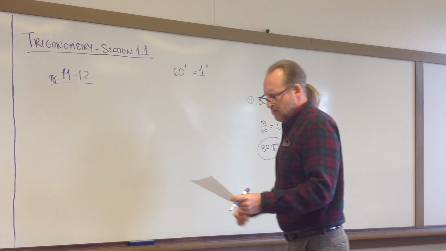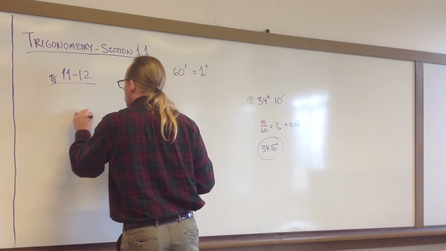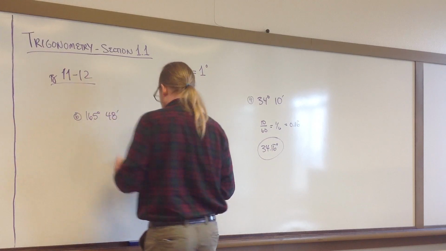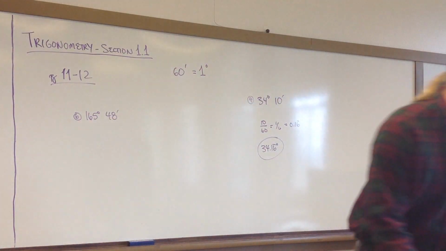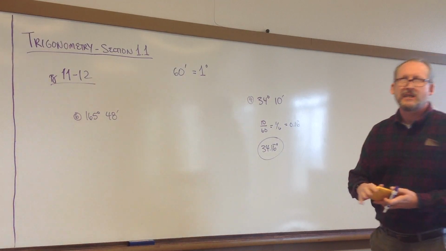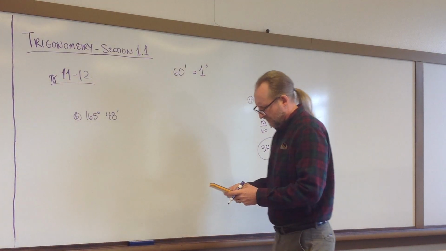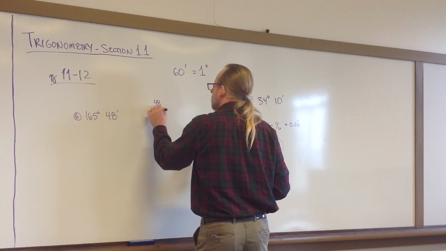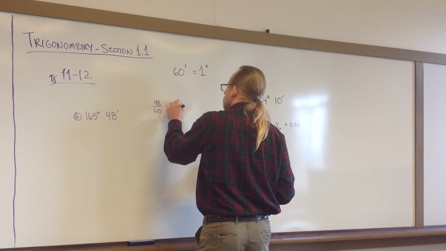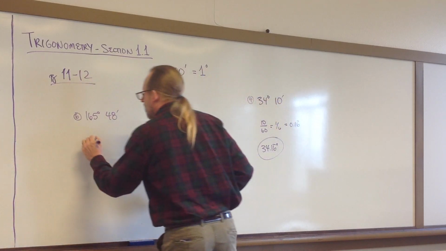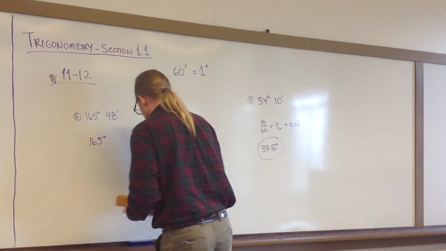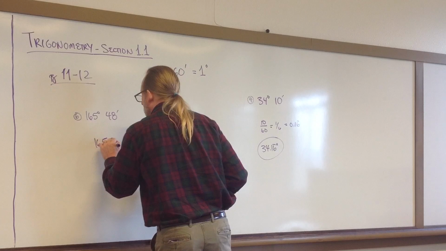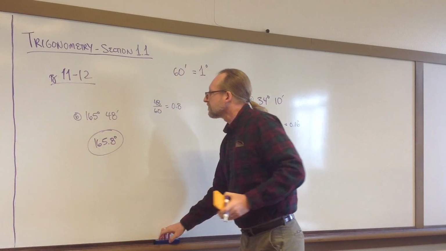Problem 6. 165 degrees and 48 minutes. If we do that 48 over 60, I think that should be 4/5. Yeah, so take that 48, divide it by 60. If you do it on a calculator, you just get 0.8 straight away without having to worry about reducing the fraction. So this is going to be 165.8 degrees.